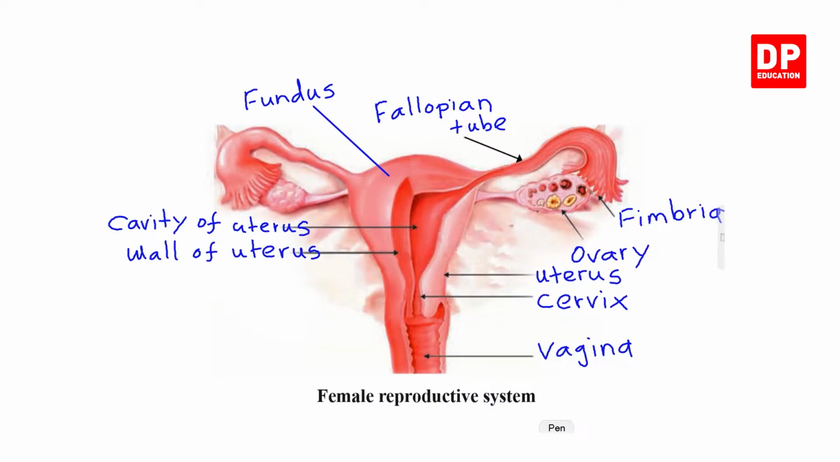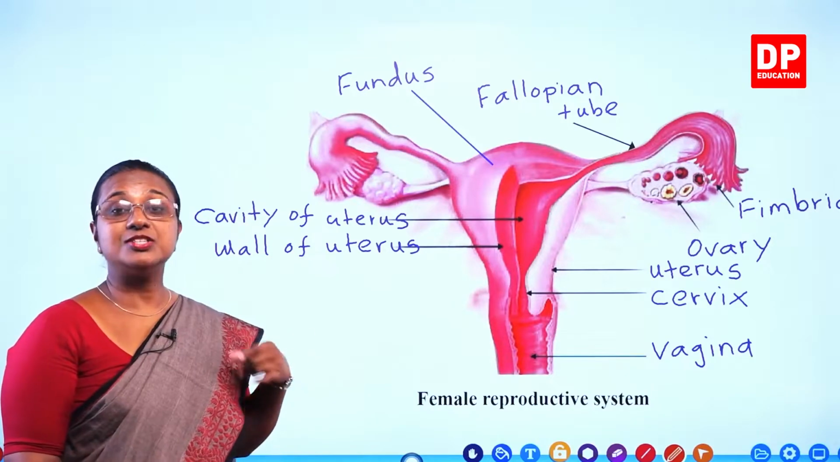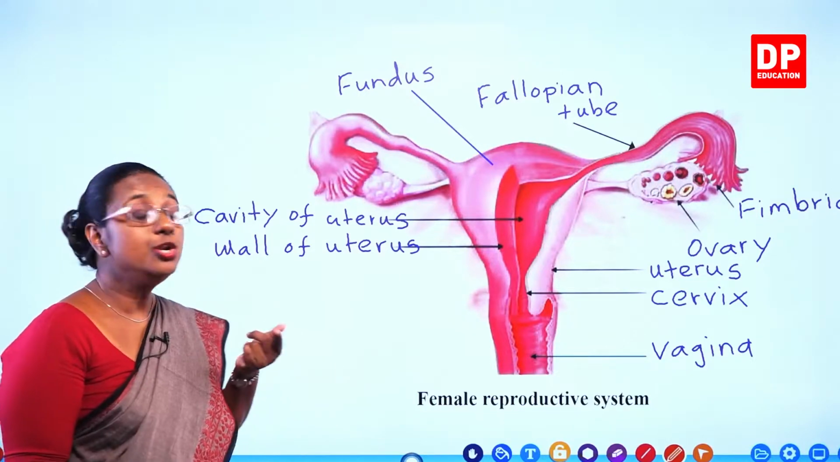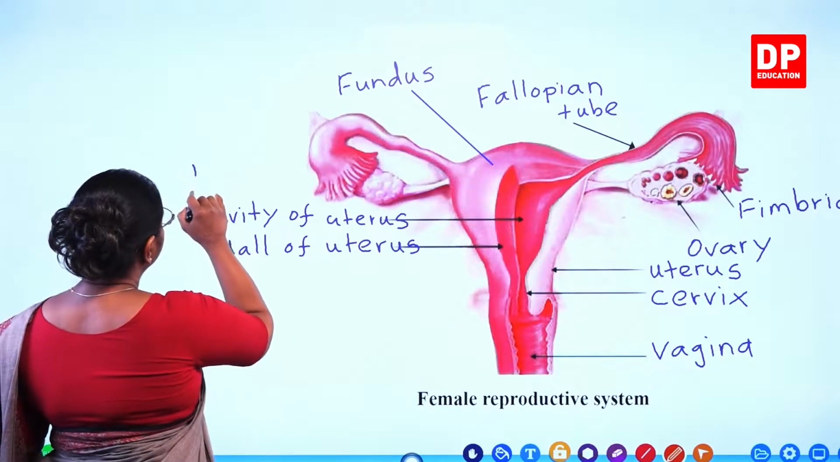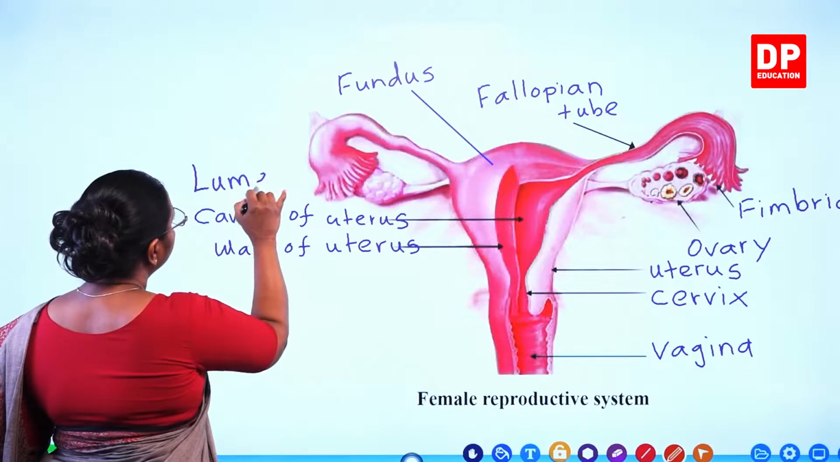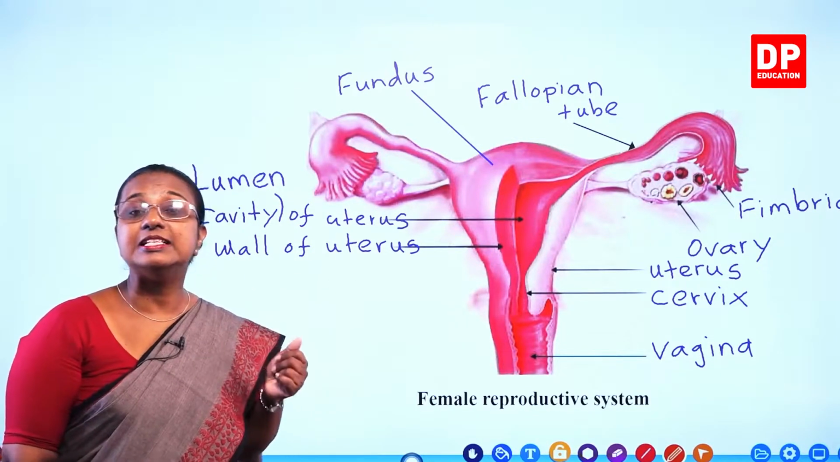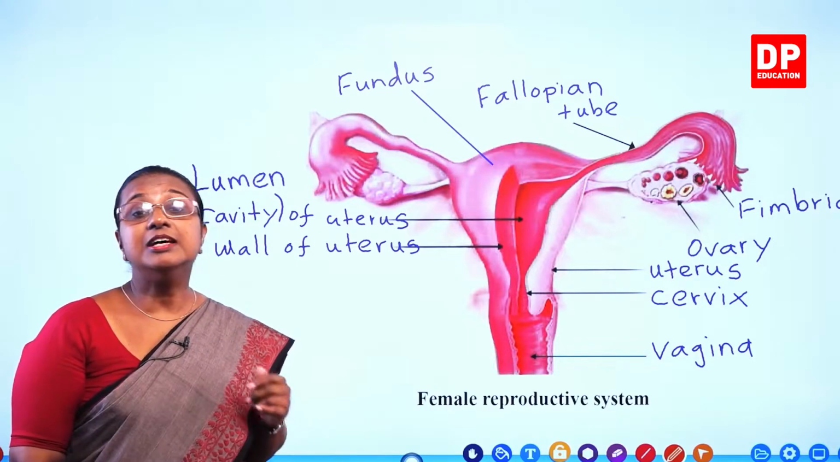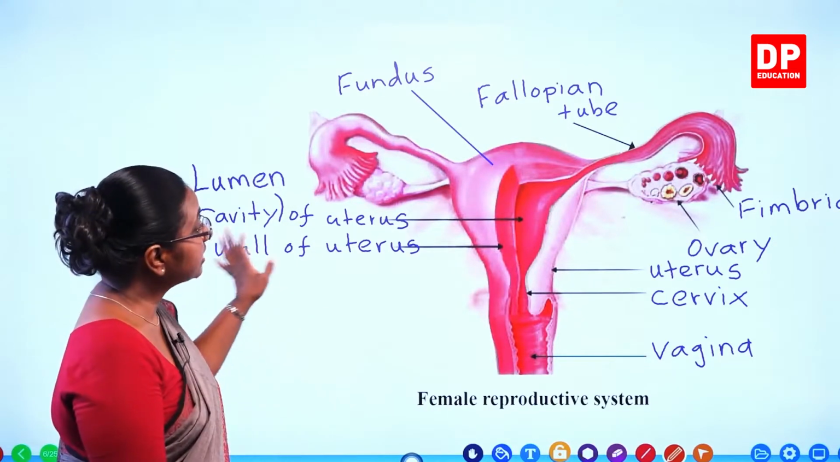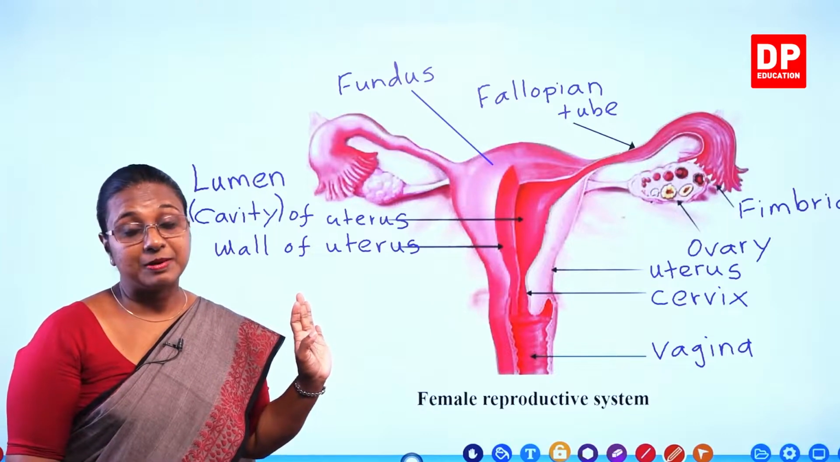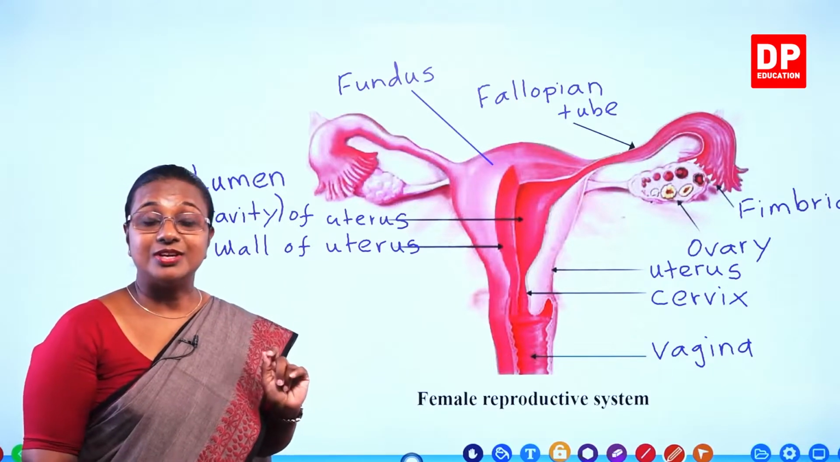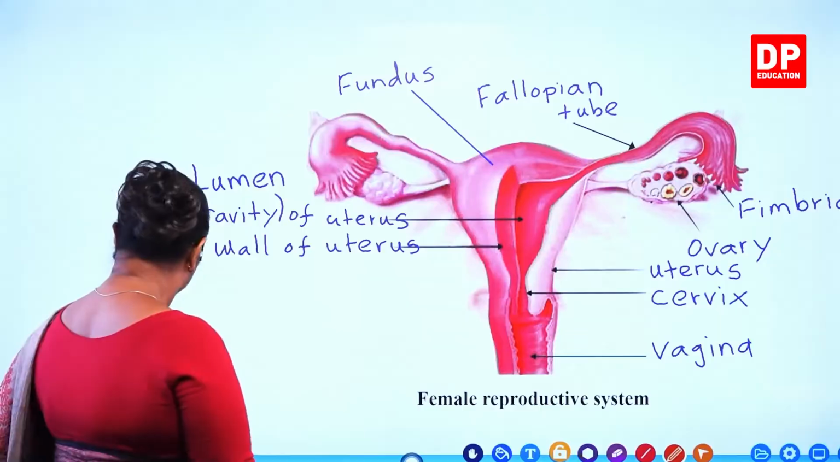So, those are the parts of the female reproductive system. The cavity of uterus, we can also call it the lumen of uterus. So, we can either say cavity or lumen. Lumen of uterus. So, that is the inside part inside which the fetus will develop. So, these are the parts of the female reproductive structure. With that, students, I will move on to the next slide.